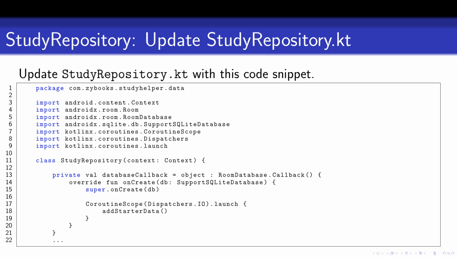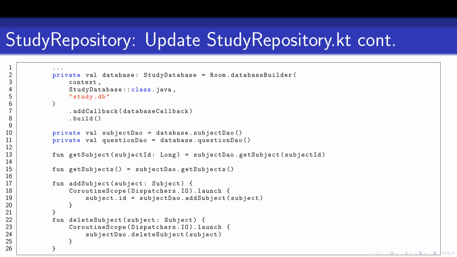Inside StudyRepository.kt, we define a callback to populate the database with initial data on creation. This is done asynchronously using Kotlin coroutines. The callback launches a coroutine on the I/O dispatcher and calls a private method to add starter subjects and questions, ensuring the app isn't empty on first launch and provides something to interact with.